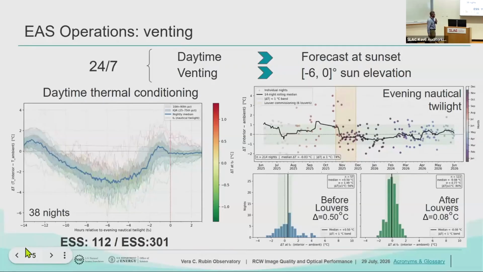And so we were able to get very good venting in that evening critical time to stabilize the dome and equilibrate the conditions inside the dome. And the distribution is quite a bit more peaky after the louvers were installed, and that's the lower right panels there, which show the histograms.